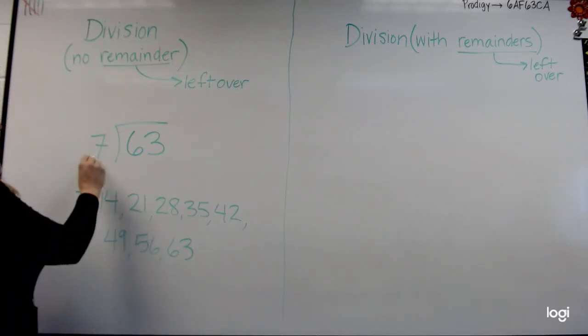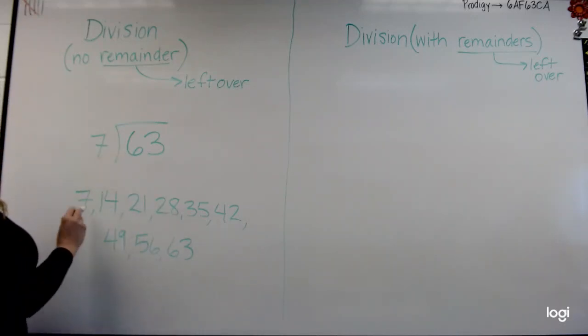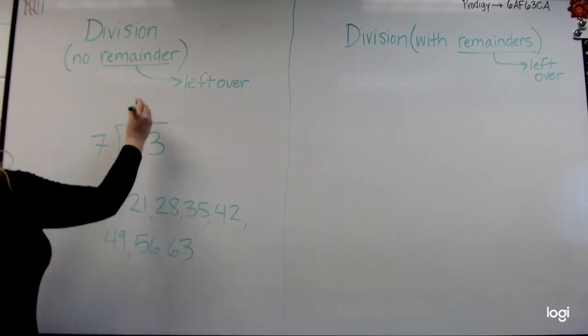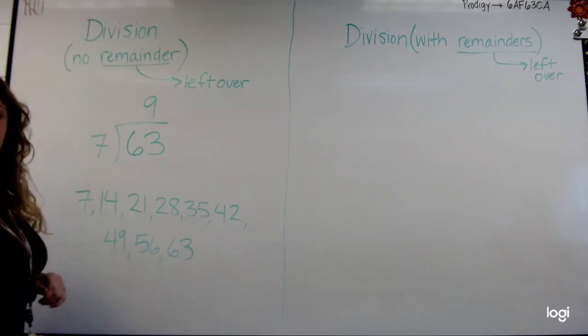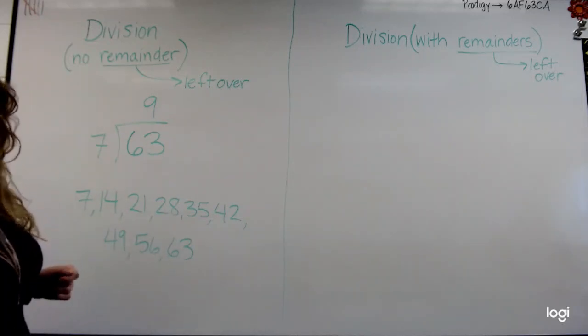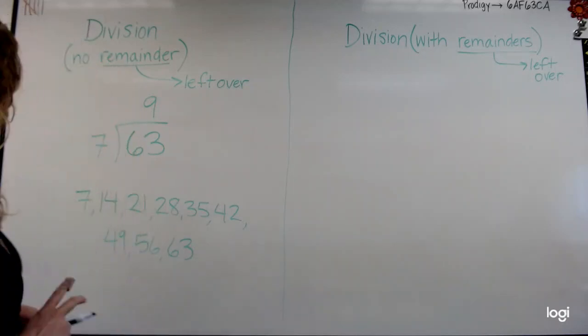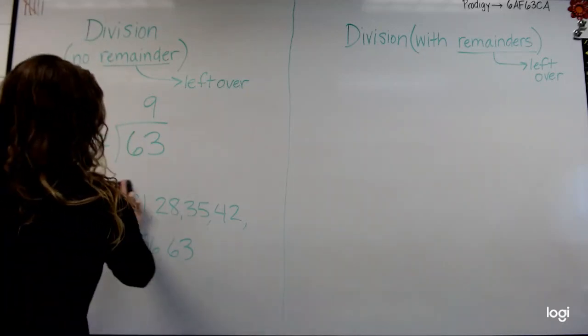So that means there's an even number of 7s in that number. Let's count. 1, 2, 3, 4, 5, 6, 7, 8, 9 groups of 7 make 63. Okay, and if you knew your fact families, your math facts, you know that 9 times 7 is 63. Let's try a couple more.